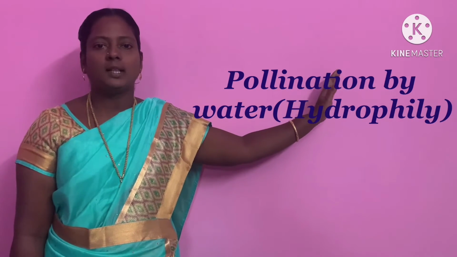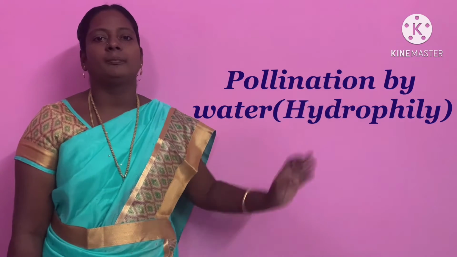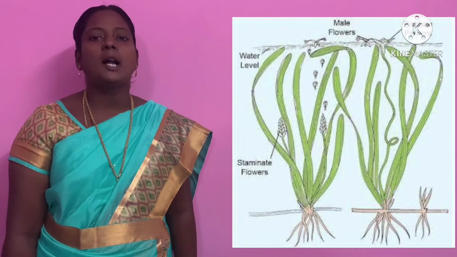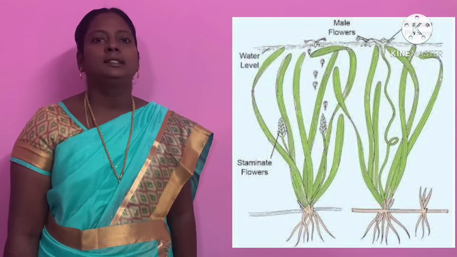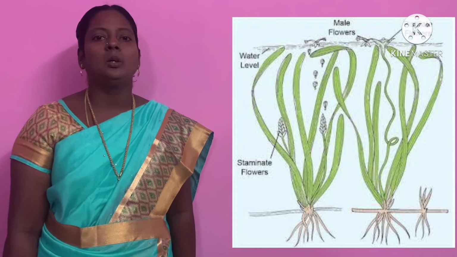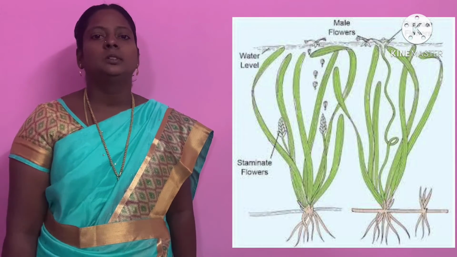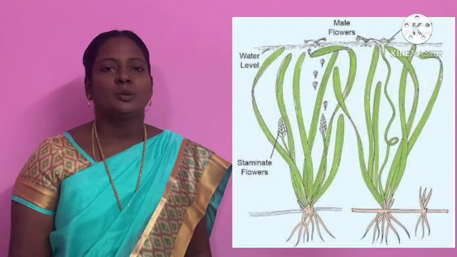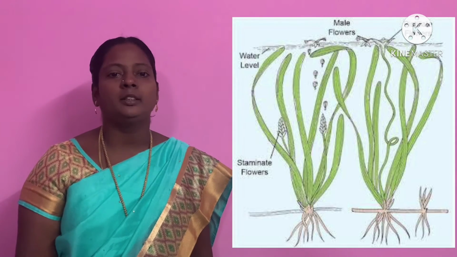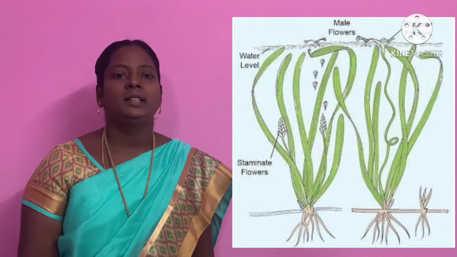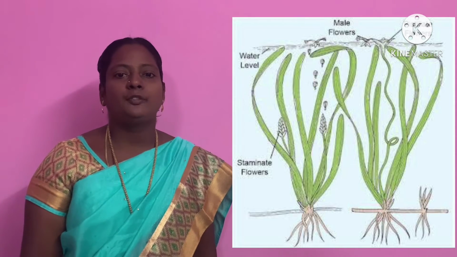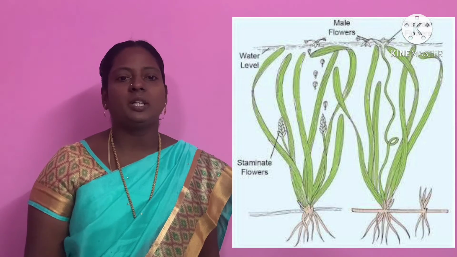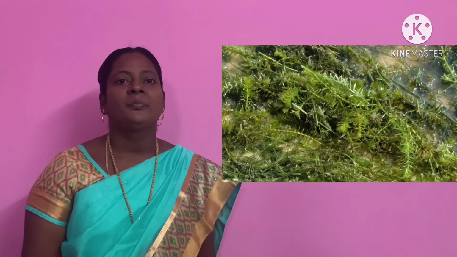Pollination by water, hydrophily. The flowers of water plants are not colorful and they have no nectar. Pollen grains of these plants have a mucilaginous covering to protect them from getting wet. They float in water and reach other plants. Example, Vallisneria, Hydrilla, Zostera.